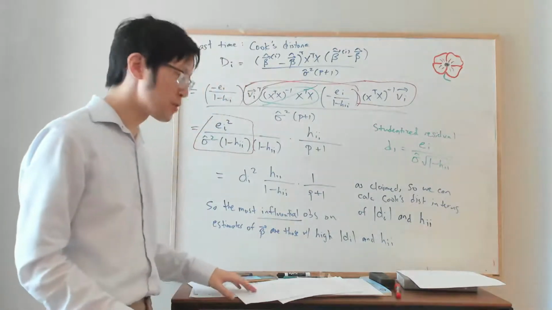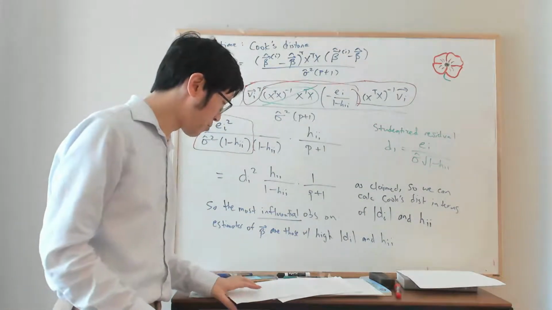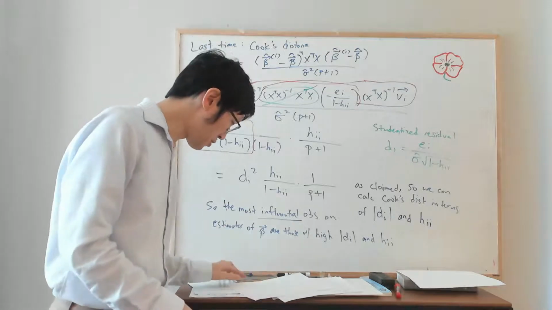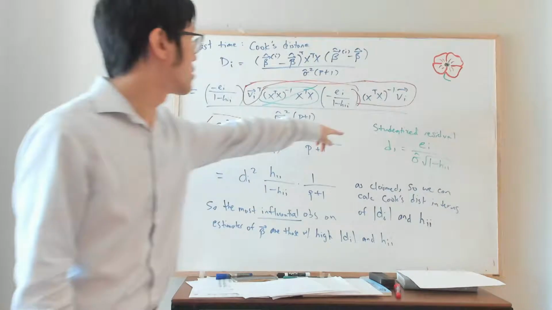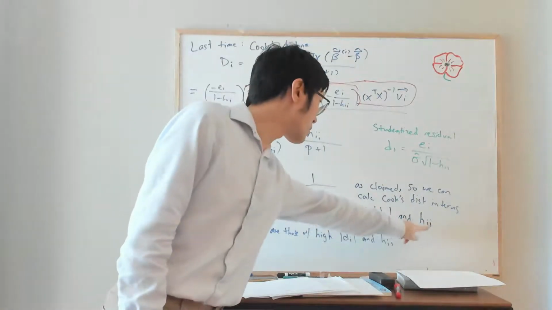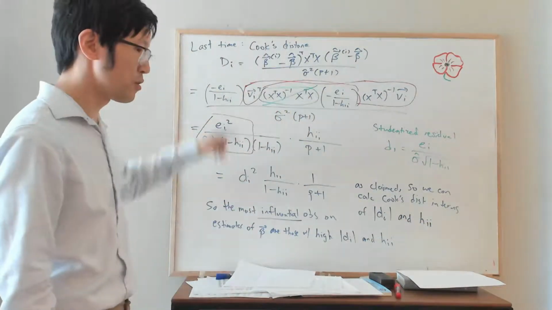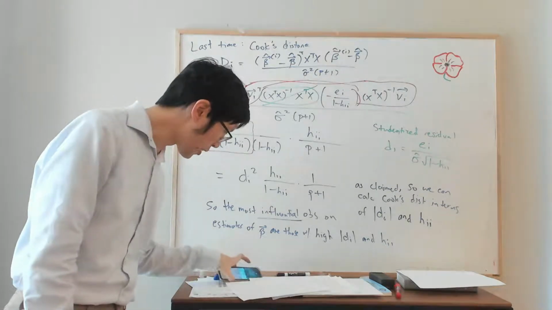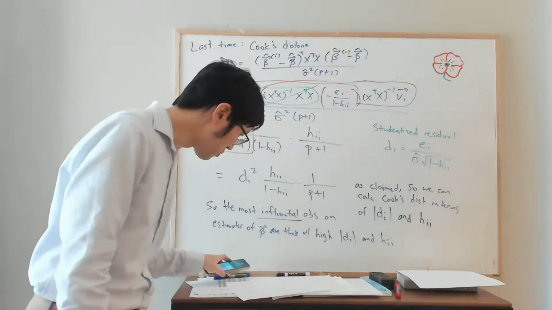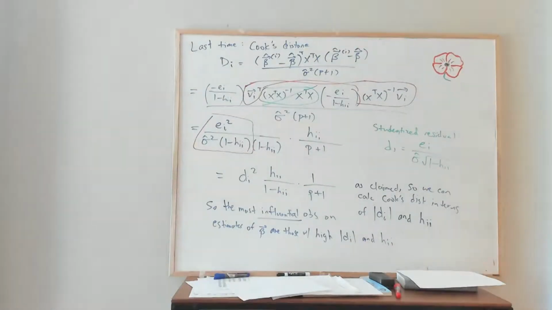So I'm going to revisit one of our data sets and look at these measures. So we're going to look at the studentized residuals, we're going to look at the leverages, and we're also going to look at Cook's distance. Okay, so I'll be right back with you on the computer.